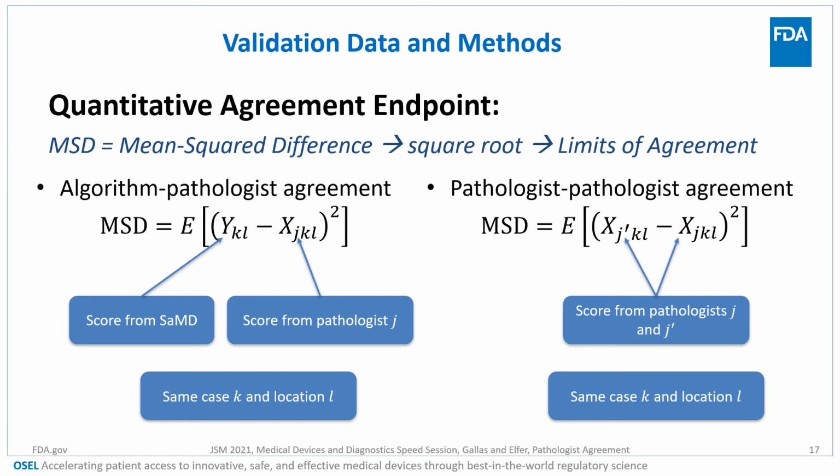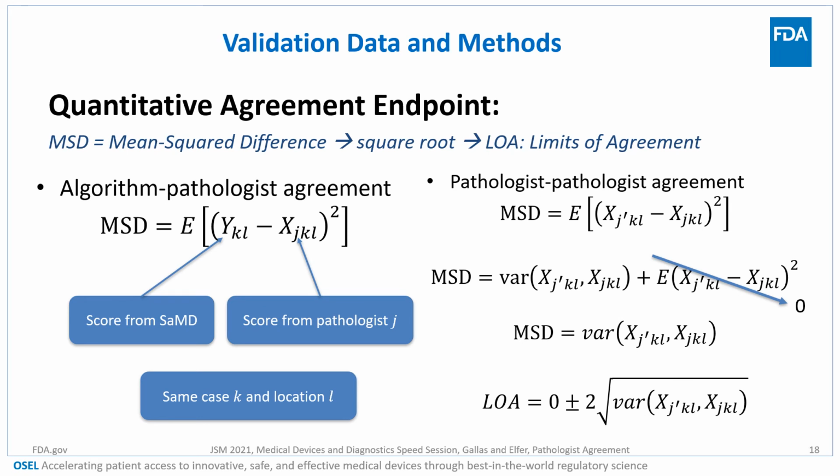Okay? I want to take one more moment to clarify the relationship between the mean squared difference and the limits of agreement. With some basic algebra, we can see that the pathologist to pathologist mean squared difference is really a variance. And the square root of this variance is the standard deviation that goes in the limits of agreement expression.